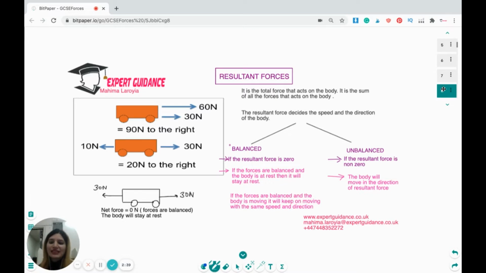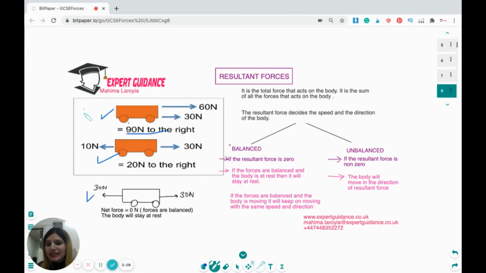Now let's try to understand the concept of resultant forces. What are resultant forces? Let us take a look at these three diagrams. In the first one, I have a 60 Newton force and a 30 Newton force, both acting in the same direction. They add up and the total force will be 90 Newtons to the right. The object will always move in the direction of the resultant force. In this case, the object will move towards the right.